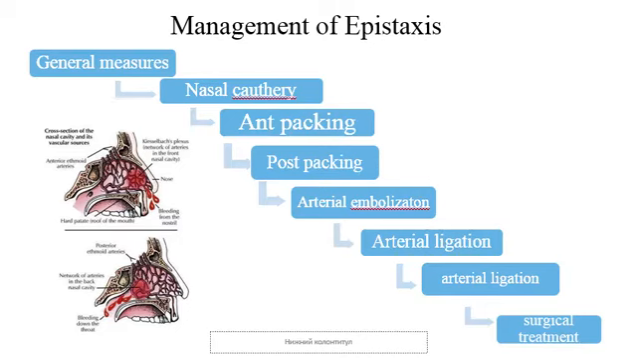If it is not enough, we need to do the anterior packing. If that is not enough, we should do the posterior packing. Then the next step is arterial embolization. If that doesn't help, we need to do arterial ligation. And the last step is surgical treatment.